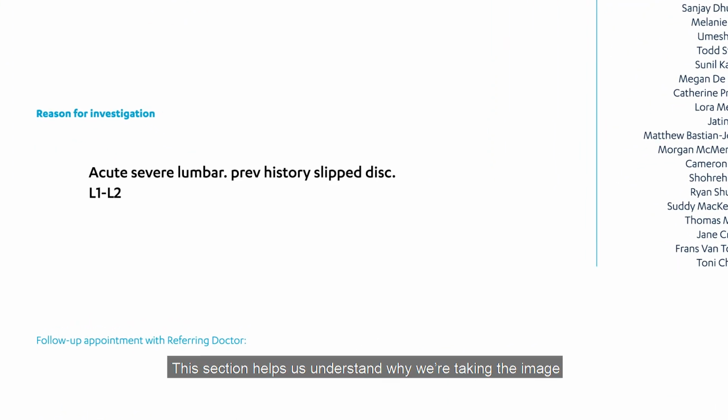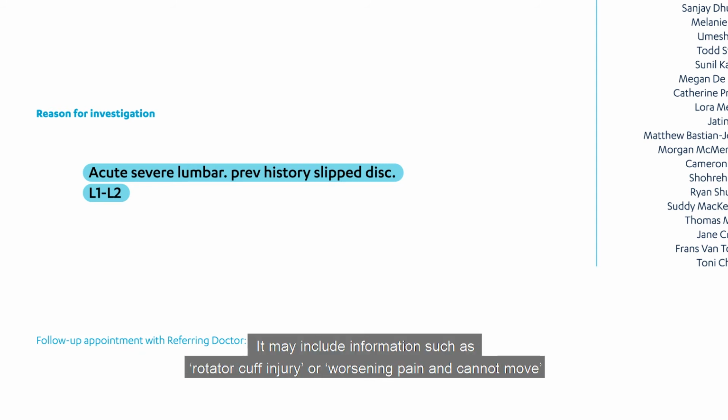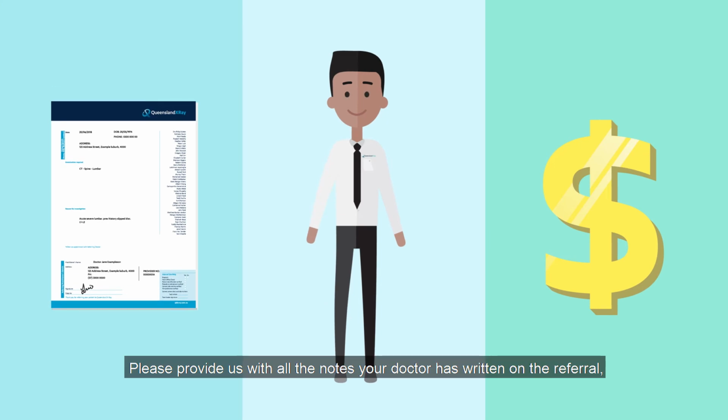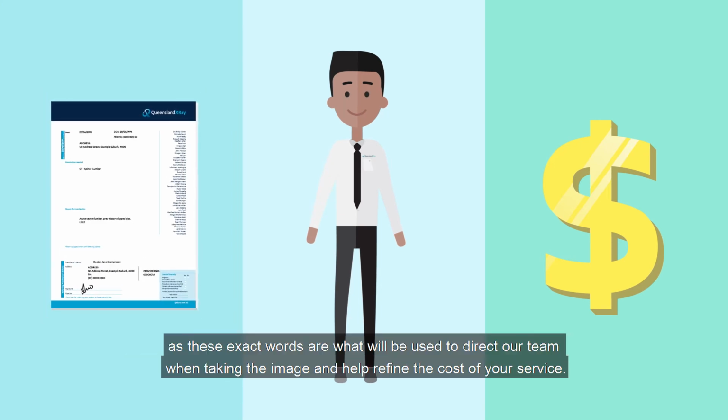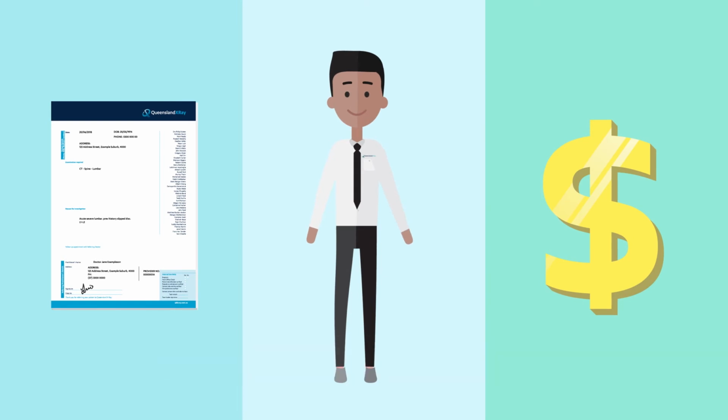This section helps us understand why we're taking the image and lets us know the urgency of the scan. It may include information such as rotator cuff injury or worsening pain and cannot move. Please provide us with all the notes your doctor has written on the referral, as these exact words are what will be used to direct our team when taking the image and help refine the cost of your service.